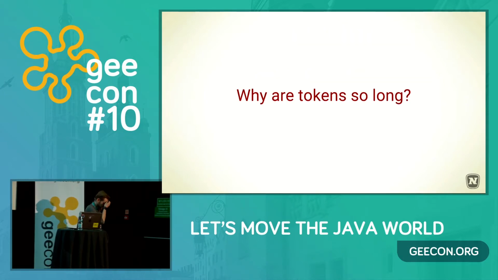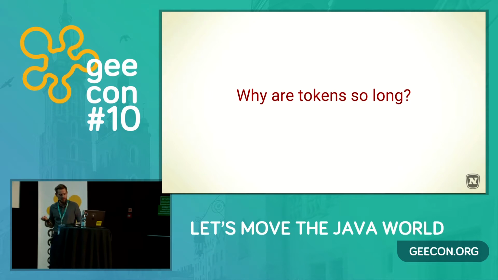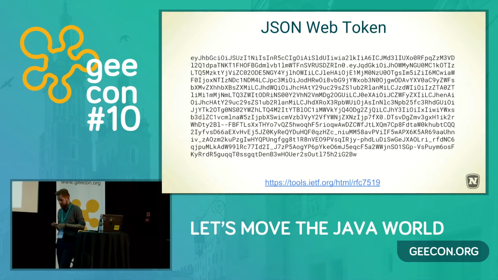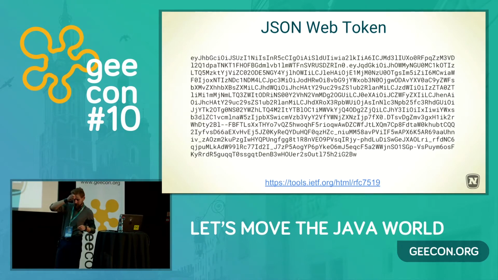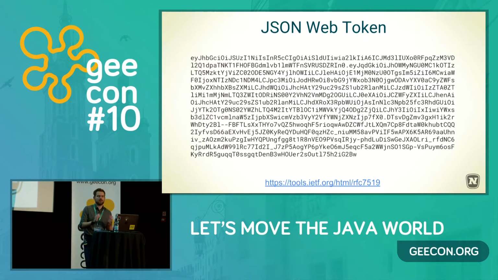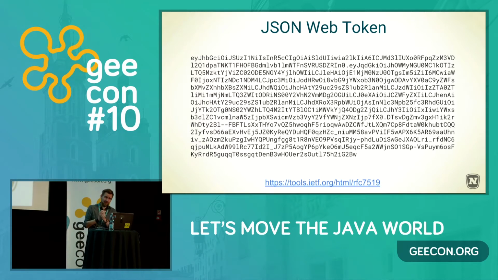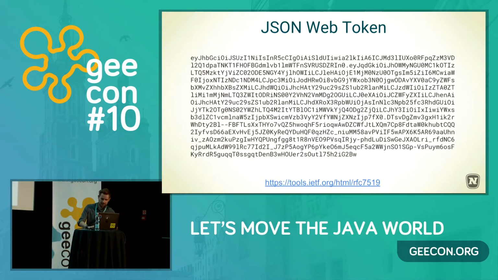Which brings us to the topic of self-contained tokens. Why are tokens so long? This is a typical token, and it has a certain format. It's called JWT, JSON Web Token. At first sight, there's nothing much going on in here. We've got just some load of letters.